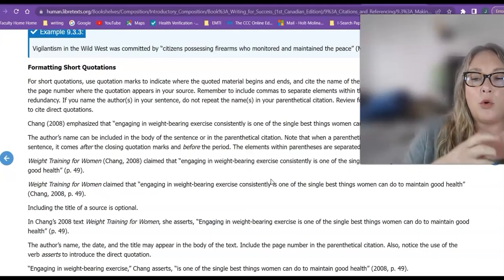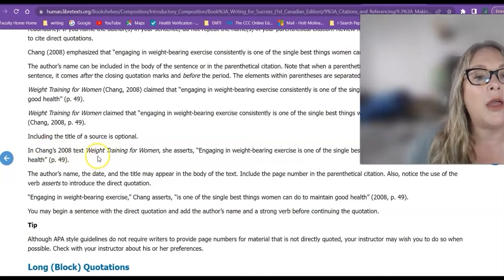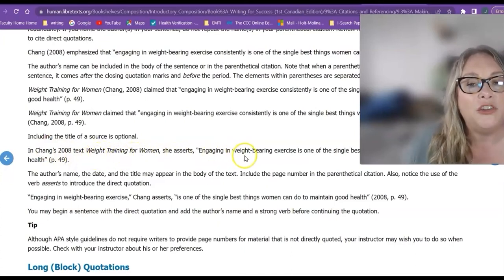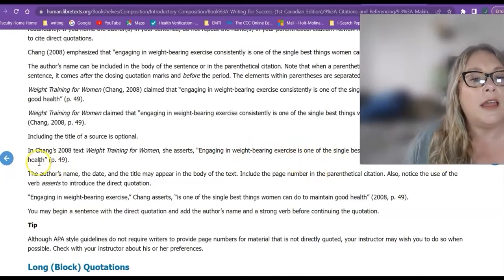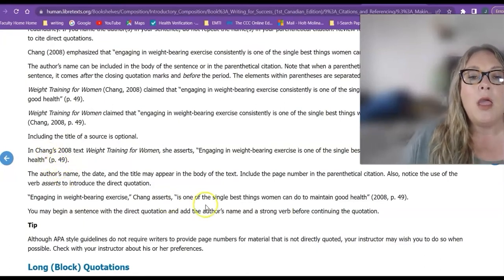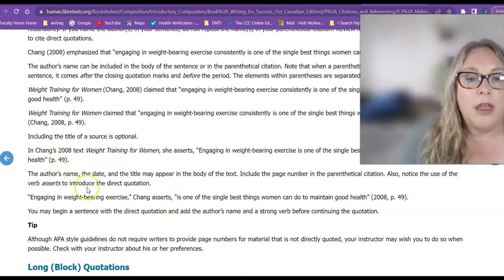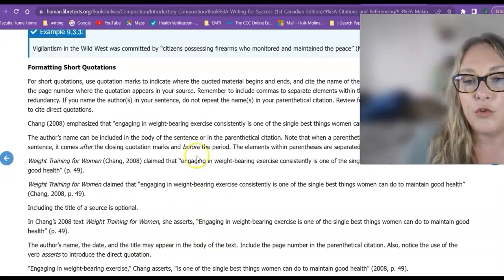These quotes are not orphans sitting there all by themselves. In Chang's 2008 text, Weight Training for Women, she asserts engaging in weight-bearing exercise, single most important, right? Then there is the health, right, quotation. We don't actually put the page number for MLA, but the idea is the same, and it gives you all different kinds of ways that you can put this together. You can keep it as a form of template.